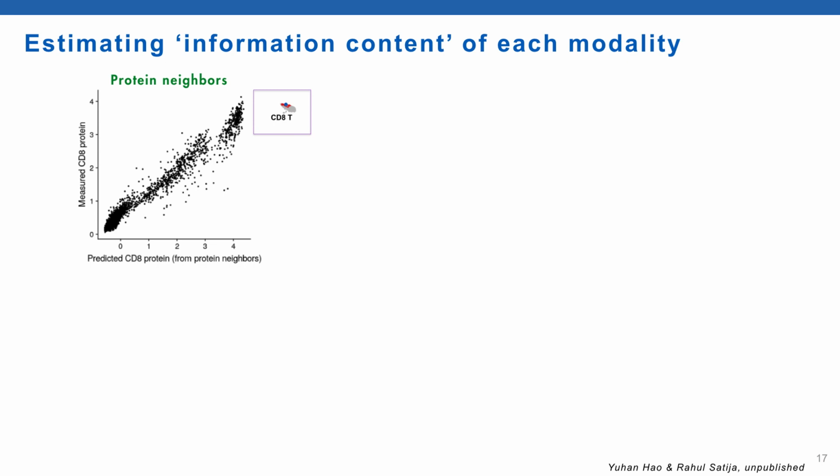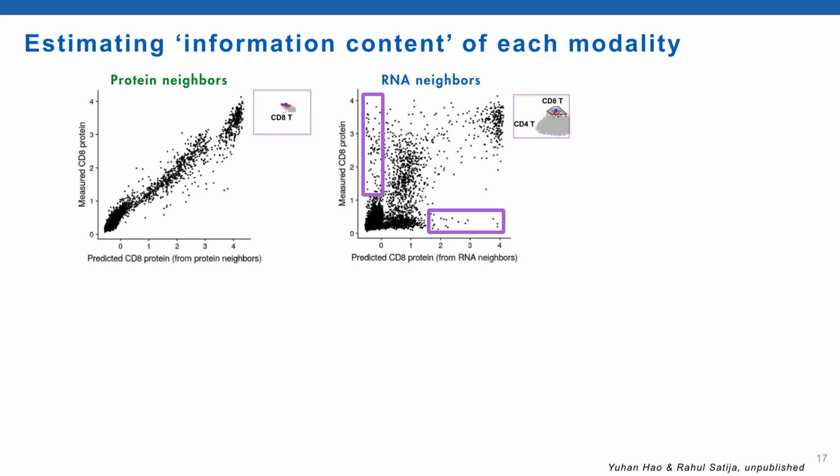If you plot the predicted CD8 protein values from protein neighbors against the actual measured CD8 protein levels, you get a really strong correlation for CD8. However, if you look at RNA neighbors, the correlation's still there. It's reasonably good, but there's clearly some points where we get it wrong, where cells are called as being nearest neighbors and they're really not nearest neighbors, and the protein counts are predicted incorrectly.